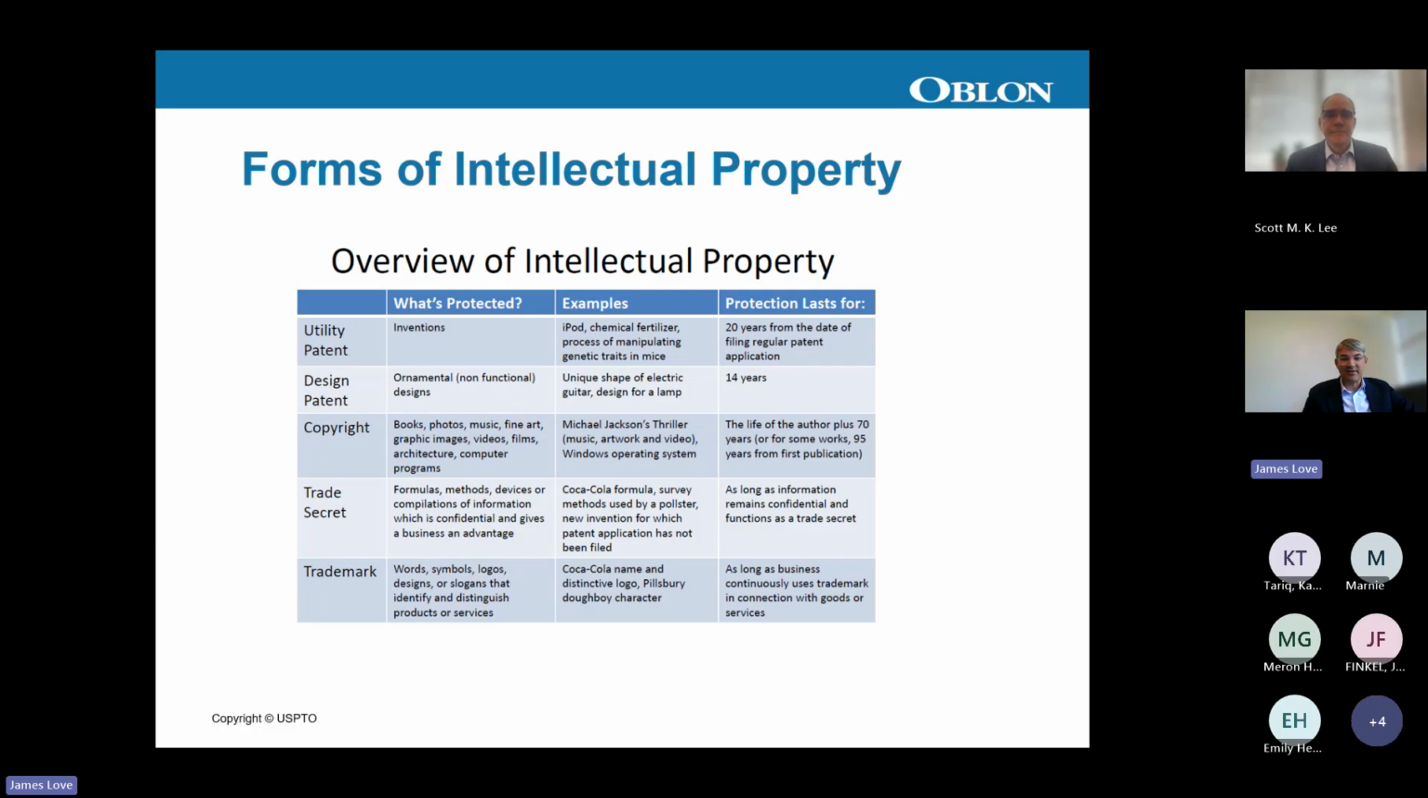So with utility patents, for example, you might want to protect a process for manipulating genetic traits, or the iPod, or pieces of the iPhone, or chemical fertilizers. Design patents, which are another type of patent, would be protecting specific shapes of your material or of your design. It says a guitar here, or a lamp. But remember that design patents are non-functional, so you can't get a design patent on a functional aspect of what you're trying to do. That would be a utility patent.